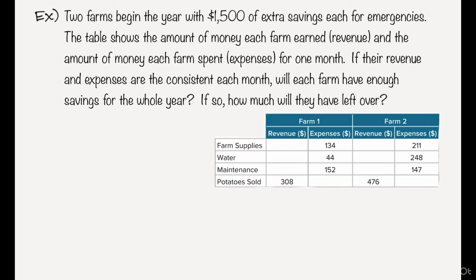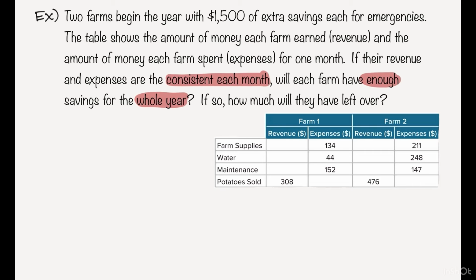It says 2 farms begin the year with $1,500 of extra savings each for emergencies. The table shows the amount of money each farm earned, which is called the revenue, and the amount of money that each farm spent, which is called the expenses, for 1 month. So that's what's in their chart. If their revenue and expenses are consistent each month, will each farm have enough savings for the whole year? And if so, how much will they have left over?